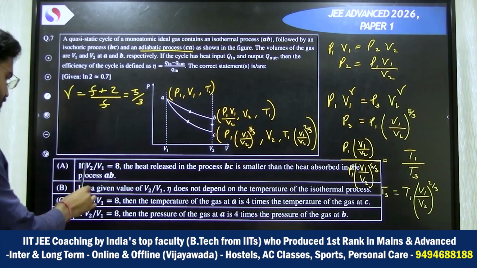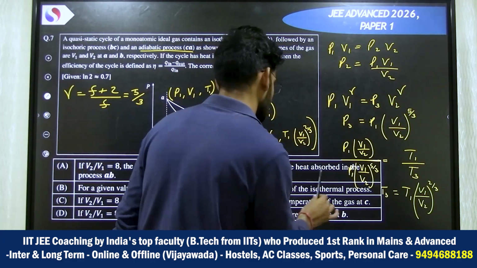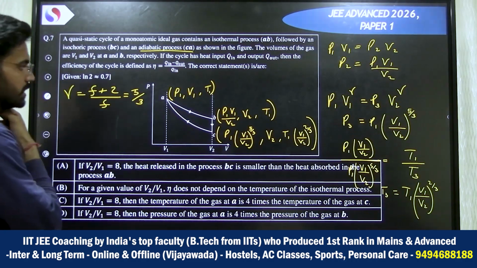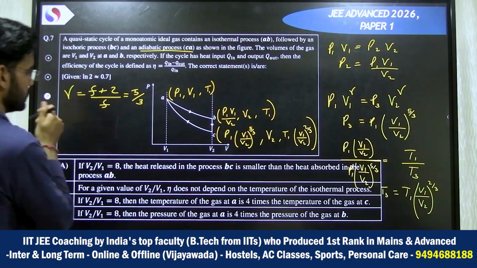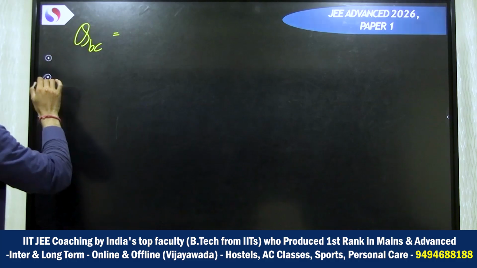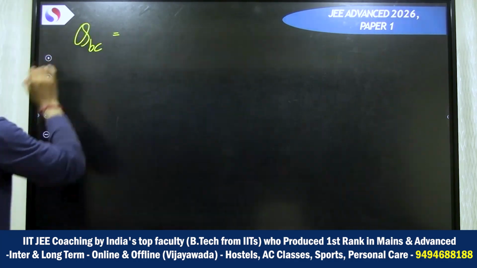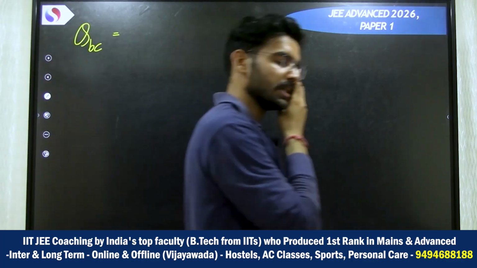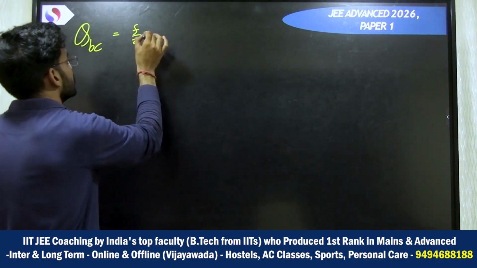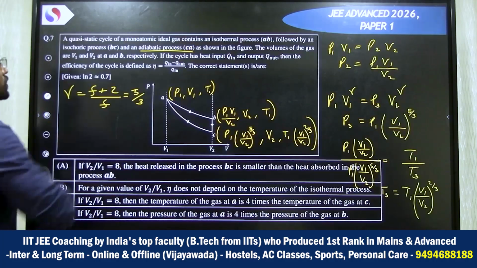See, if V2 by V1 equals 8, the heat released in the process BC is smaller than the heat absorbed in the process AB. So he is talking about heat. Now how will you write down the heat? Q in the process BC. The BC process is given as isochoric. So for isochoric heat, Q equals delta U plus W, but volume is not changing, so W is 0. So Q equals delta U, that's f by 2 nR delta T. That's 3 by 2. And the number of moles, how many are given?